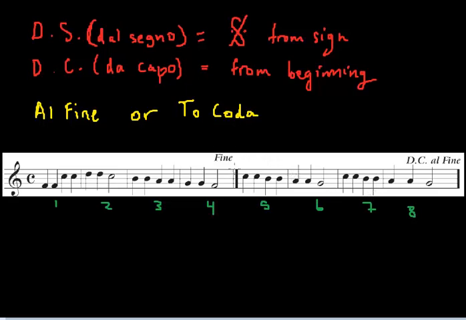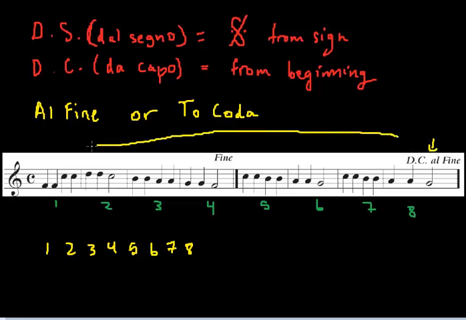So the way this passage would be played is first, one, two, three, four, five, six, seven, eight. Now, we have these symbols, right? D.C. al fine, right? And that is telling us to basically go back to the start and play until fine. So again, the order that we would play this would be 1, 2, 3, 4. Nothing yet. 5, 6, 7, 8. We have something here now, right? So this is going to tell us to go all the way back here and play until here. So that would be 1, 2, 3, and 4. So this is how that section would be played.